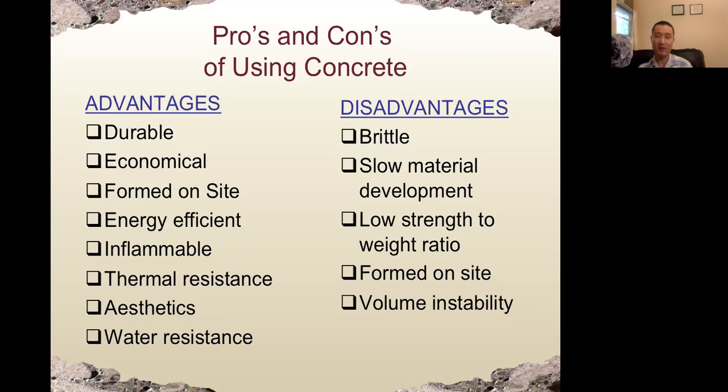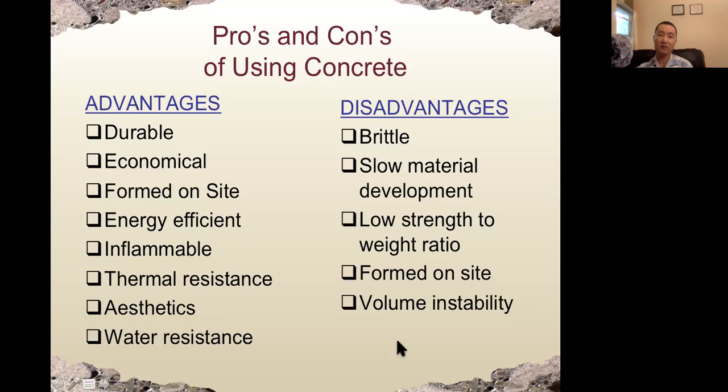Another disadvantage of concrete is that the strength to weight ratio is low compared to steel and other construction materials. And because concrete needs to be formed on site, we need labor to set up a formwork and need to wait several days for the concrete to achieve its strength. It takes labor and time for the concrete to form on site.